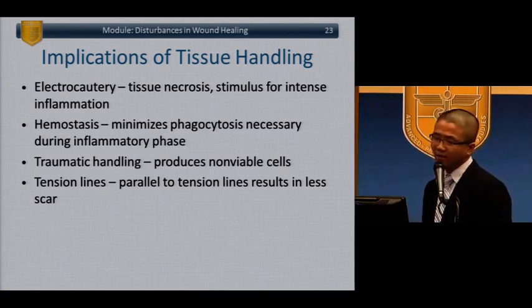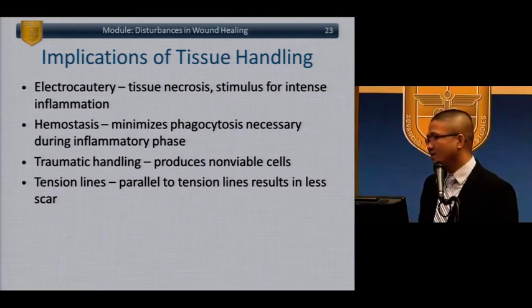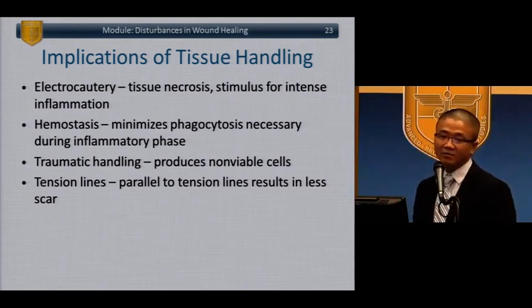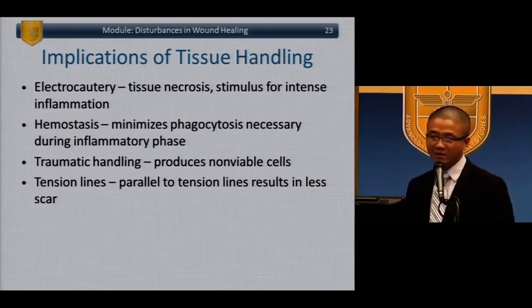Implications of tissue handling, right? So I kind of touched upon this a little bit. I think it's just the right thing to say, to be gentle and to be delicate with the tissue, but I don't know how hard I squeeze on the Adsons is too much for the skin. I really don't. But electrocautery causes tissue necrosis, which is a stimulus for intense inflammation, right?